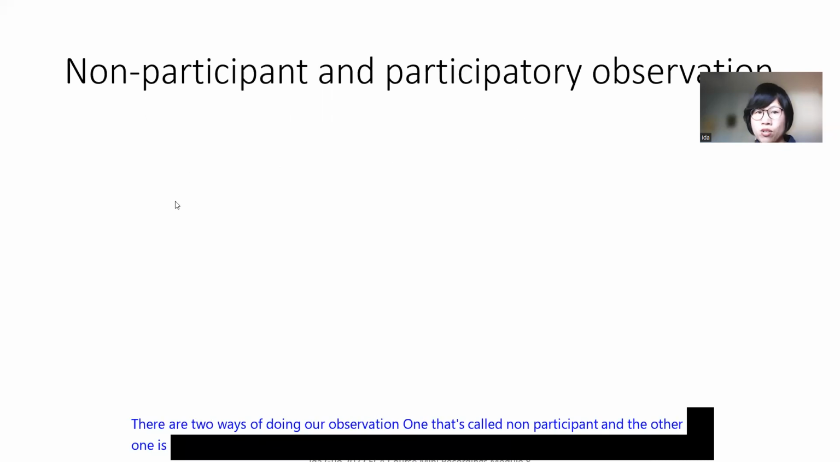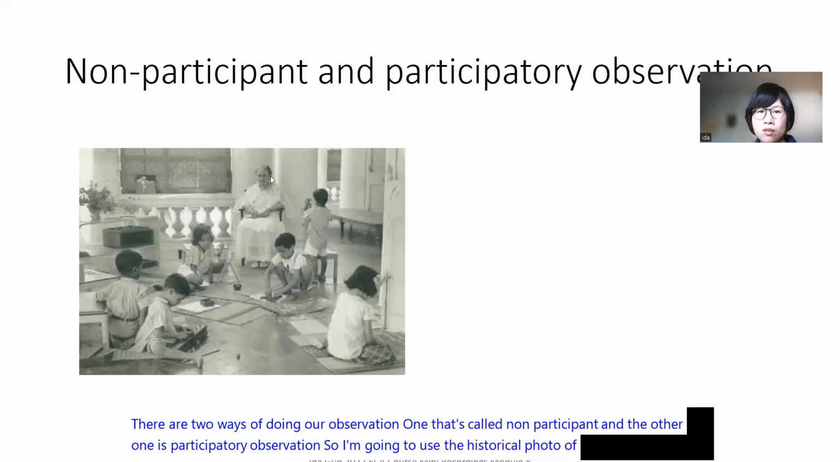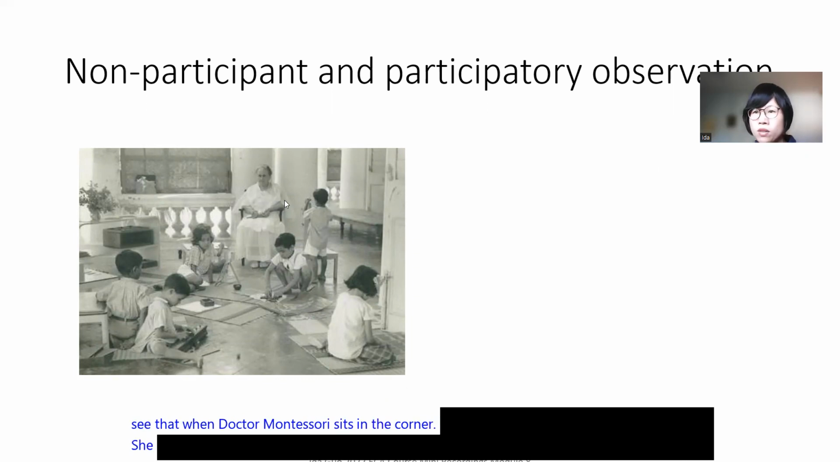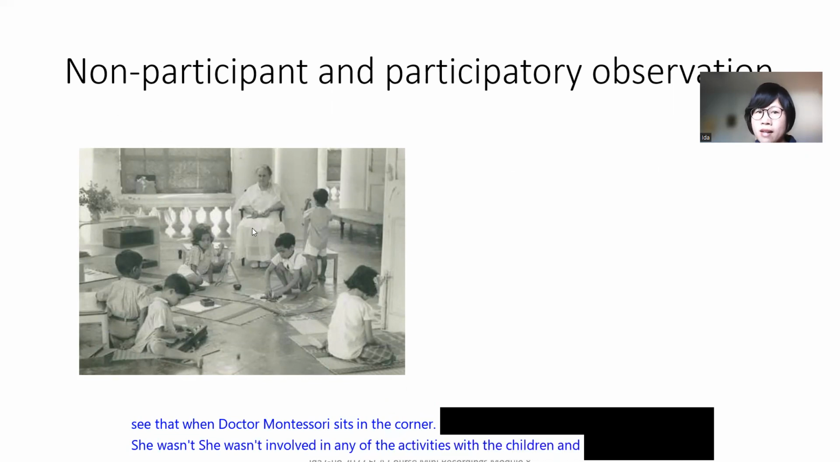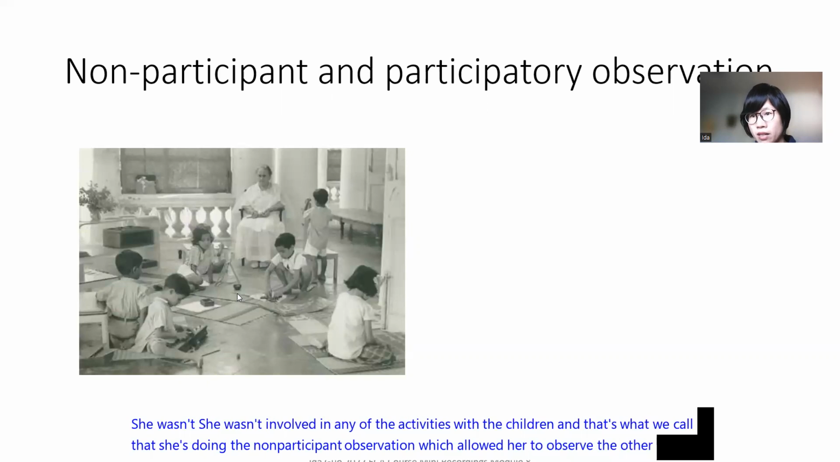There are 2 ways of doing our observation. One is called non-participant, and the other one is participatory observation. I'm going to use the historical photo of Montessori. You see that when Dr. Montessori sits in the corner, she wasn't involved in any of the activities with the children. That's what we call non-participant observation, which allowed her to observe the children objectively.